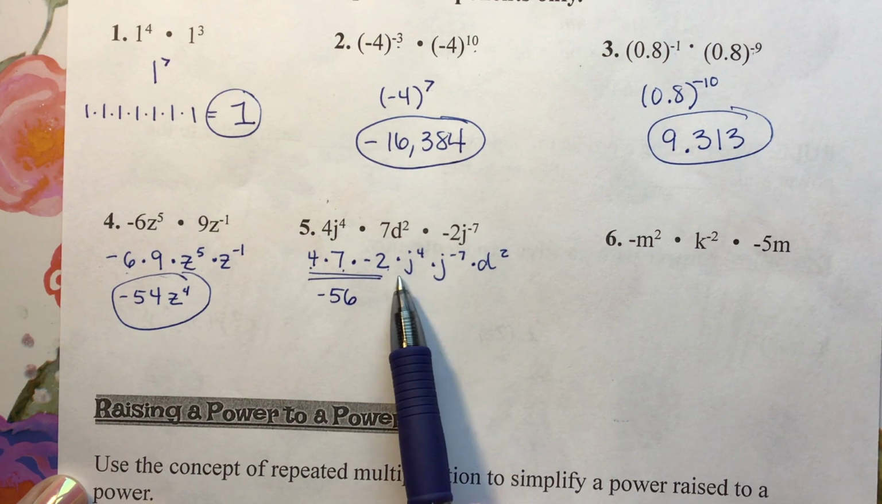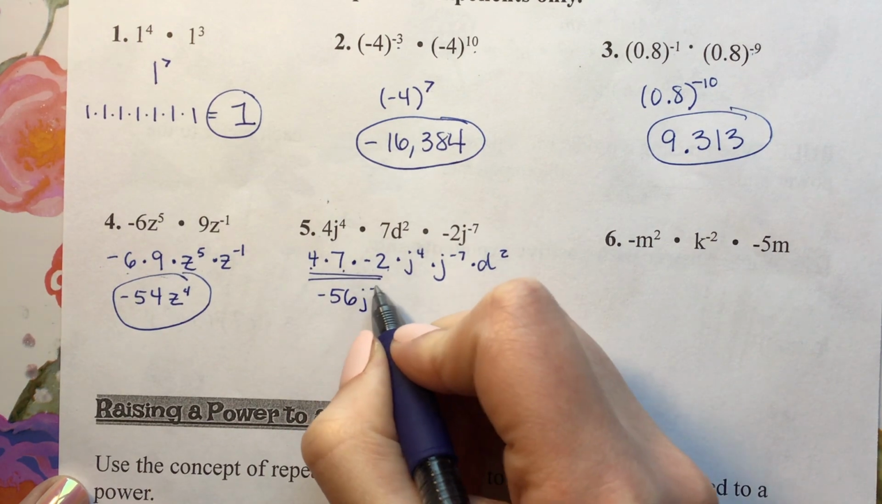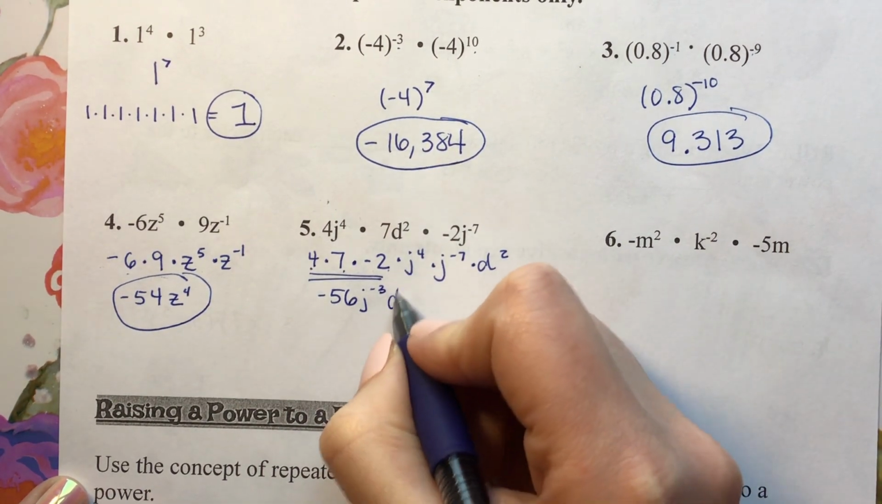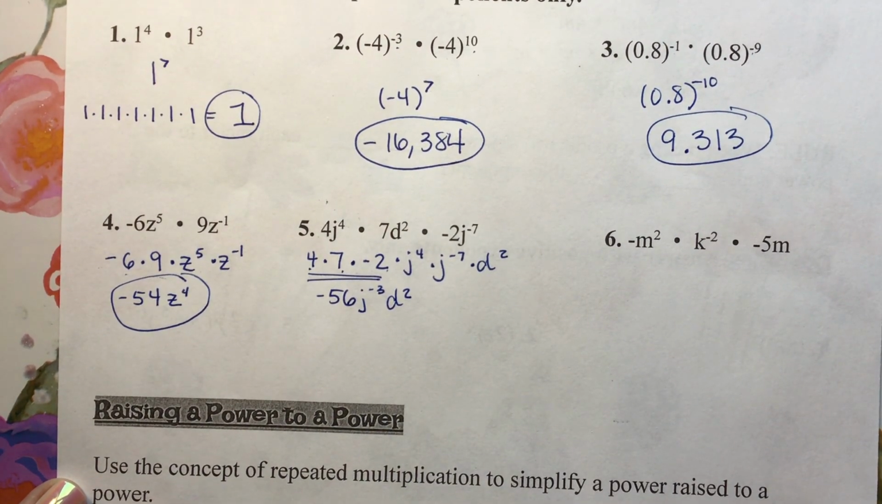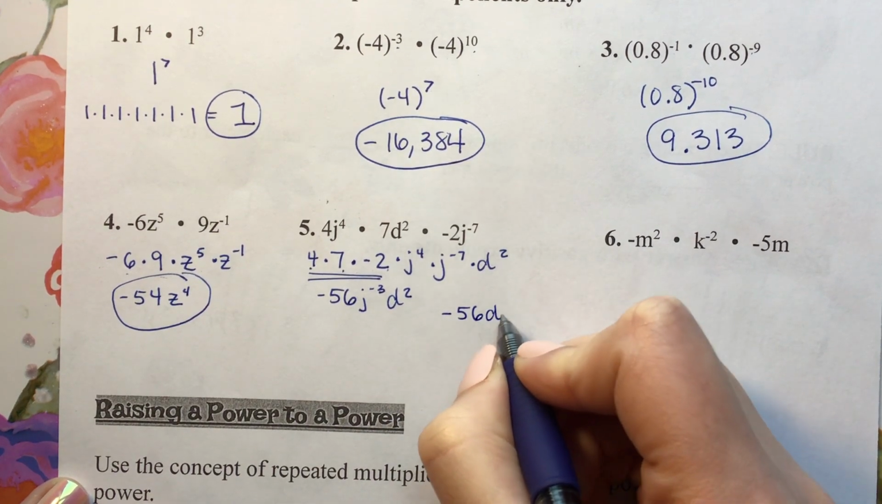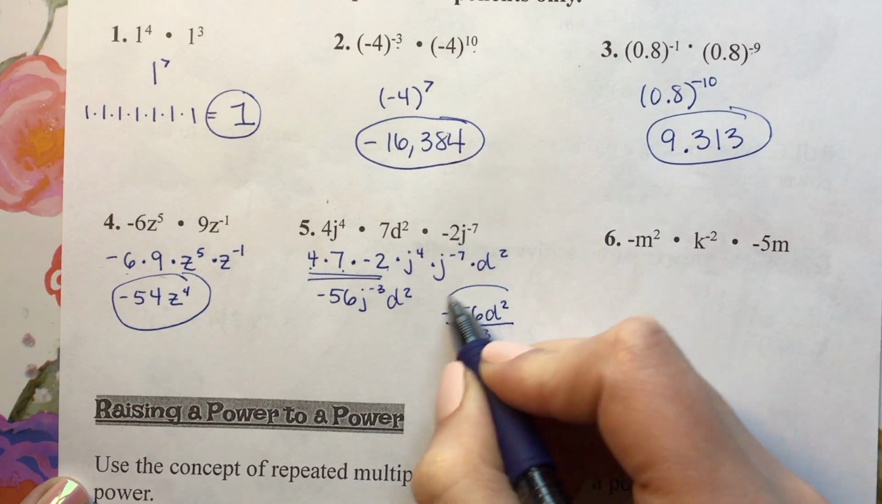The j's have a common base, so I add the exponents, and that is j to the -3rd. And then d squared is still on the end. Remember, I don't like negative exponents, so this is going to simplify to -56d squared over j to the 3rd.